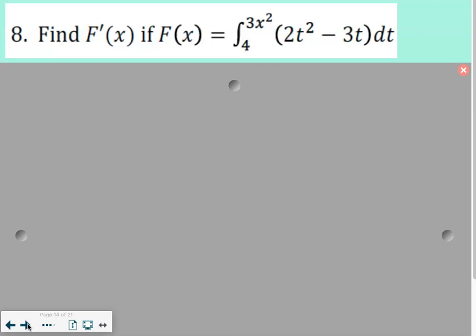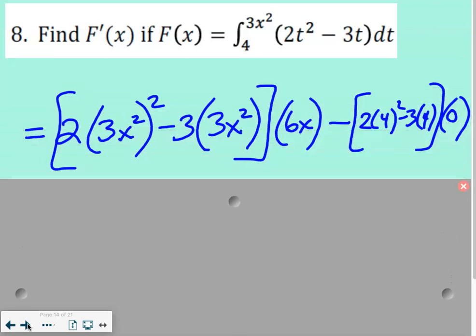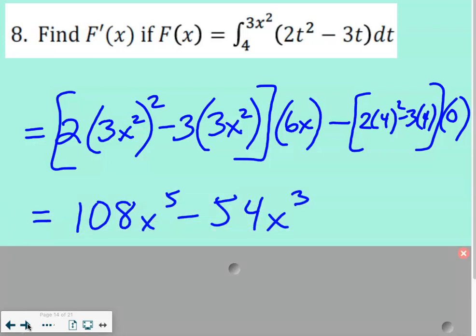All constants go to 0 when you're doing FTC part 1. So you end up with plugging in the 3x squared times the derivative of 3x squared, which is 6x, minus 0. If you clean it up, you get 108x to the 5th minus 54x cubed, which you can factor a GCF out of if you want to. I don't care. This was actually acceptable, right? You can just say 0 for this. Yeah, absolutely.